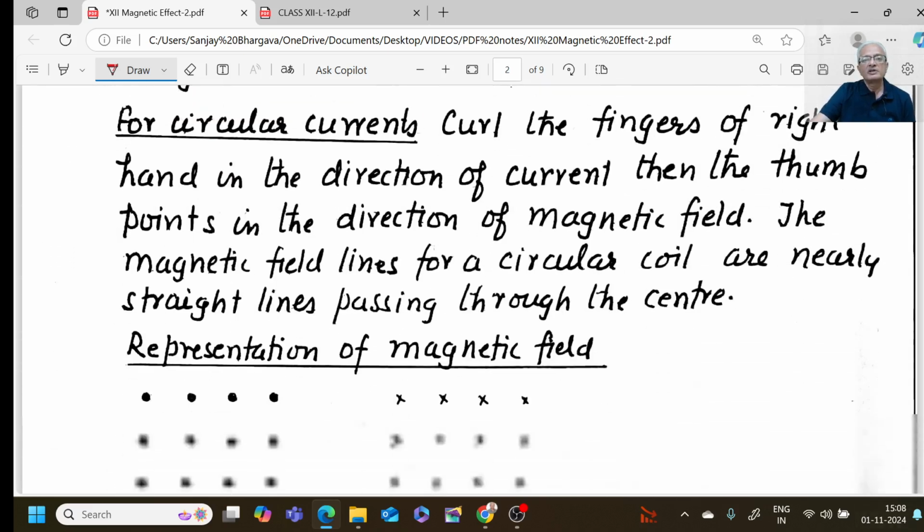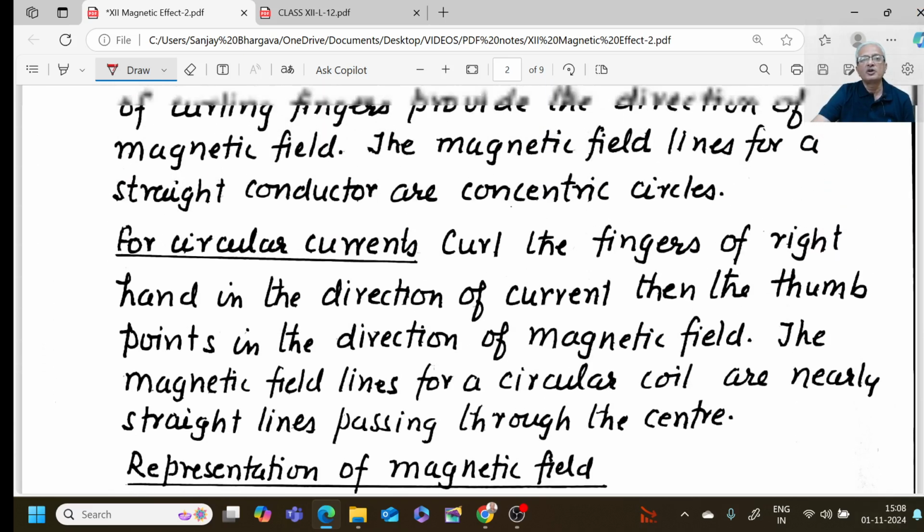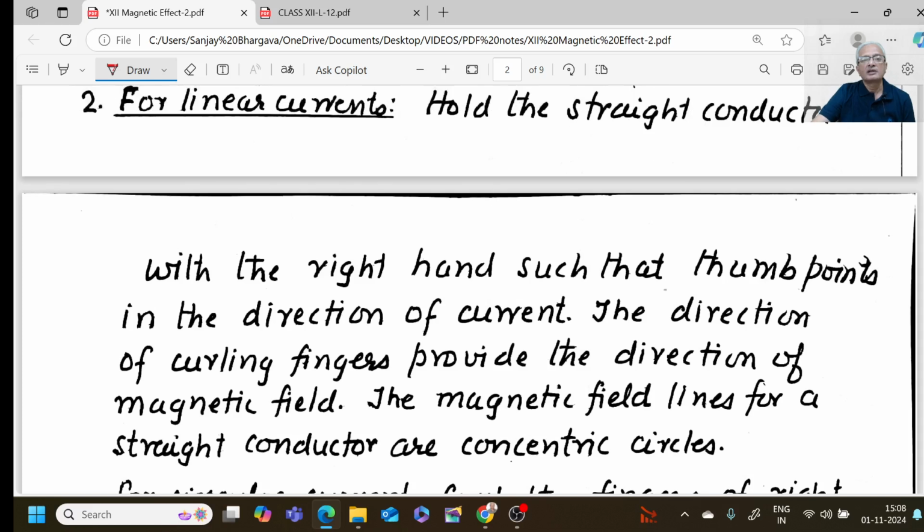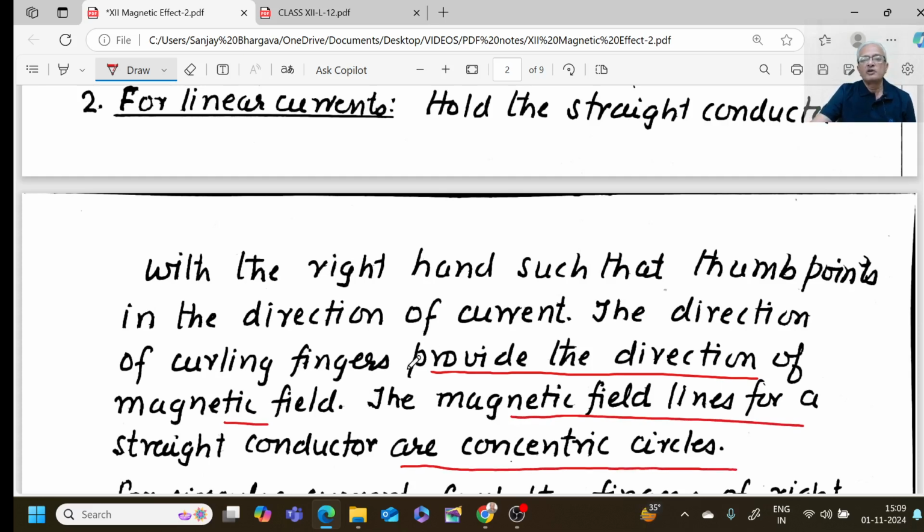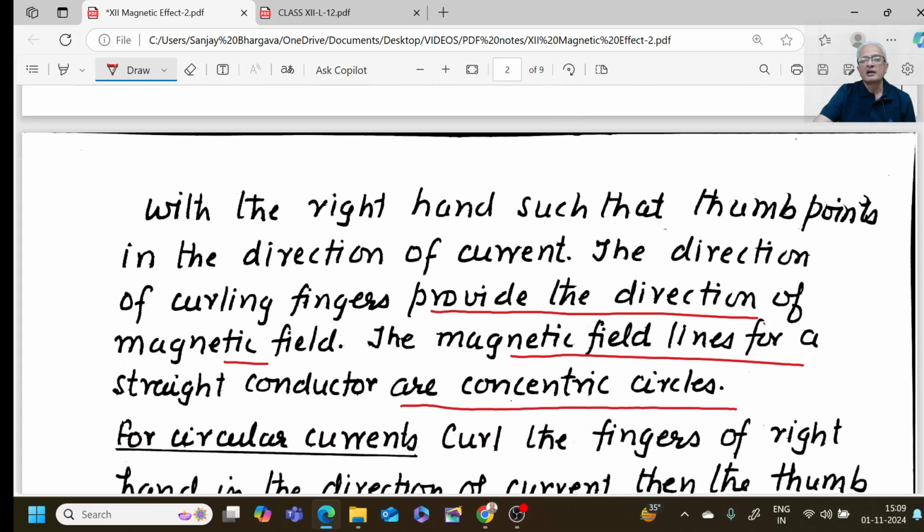Then we say hold the straight conductor with your right hand such that thumb points in the direction of current. Then the direction of the curling fingers provides the direction of magnetic field. The magnetic field lines for a straight conductor are concentric circles. So they would be concentric circles of increasing radius.